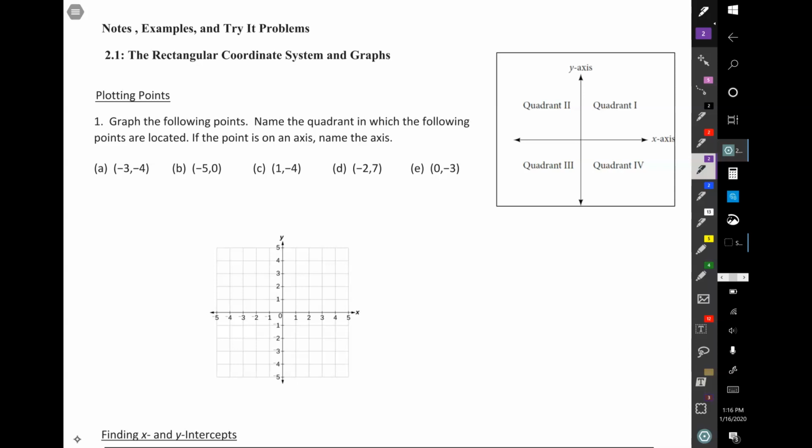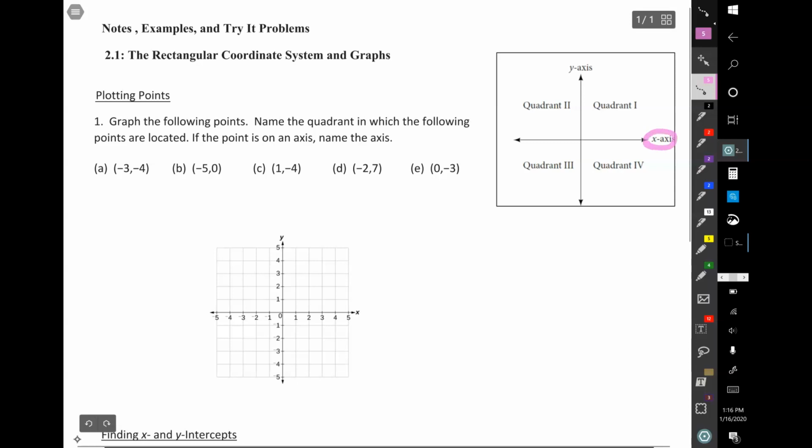So plotting points. Number 1, graph the following points. Name the quadrant in which the following points are located. If the point is on an axis, name the axis. So in your textbook, there is a figure that labels out the quadrants. It's also here on your right. There's a grid, and in the upper right is quadrant 1. In the upper left is quadrant 2. Underneath that, in the lower left corner is quadrant 3. Lower right corner is quadrant 4, and we're using Roman numerals.